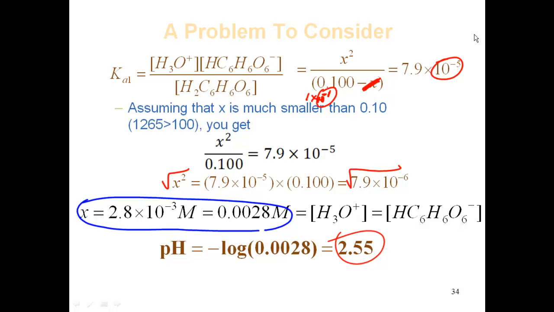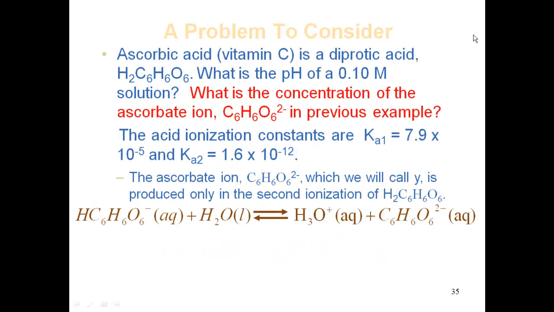Now I want to take the same question and go one step further. I want to know, what about the concentration of the conjugate base in that second equilibrium? So we'll take this same initial question, and now we want to know, what is the concentration of the absorbate ion in the previous example? So where's the absorbate ion coming from?